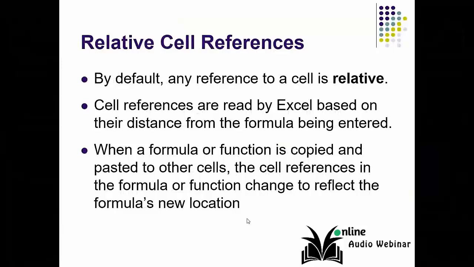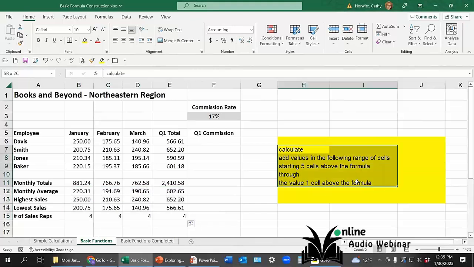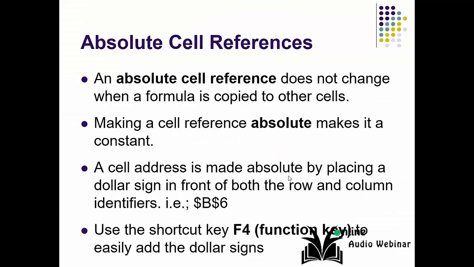When we reference a cell in a formula, it's considered a relative cell reference. Now, if you have been copying and pasting formulas and it's been working, that's because copy and paste copies the pattern as well. An absolute reference is one that does not change when the formula is copied. Making a cell reference absolute makes it a constant. It doesn't change when the formula is copied. The way we make a reference absolute is with the use of dollar signs. And to avoid having to type the dollar signs manually, we use function key number 4 to insert them.